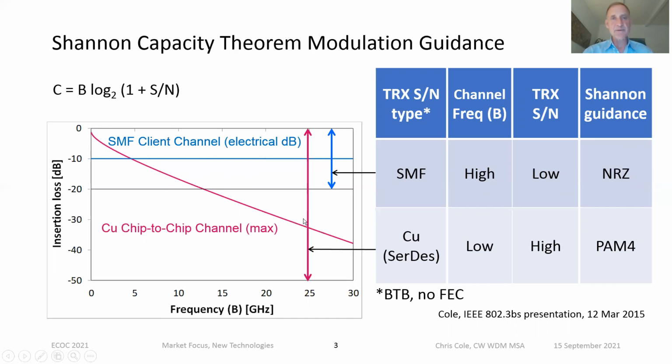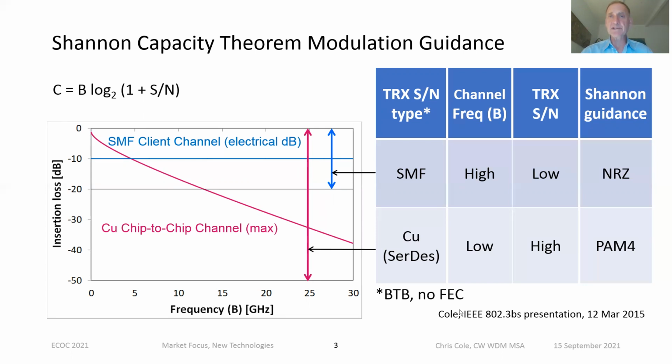In contrast, the copper channel, which is what connects an ASIC to the optics, has dramatic roll-off. Here it's linear on a y-axis log scale. If it was on a linear scale, it'd be falling off exponentially. We're also showing the signal-to-noise ratio of a single-mode transceiver, shown here in blue as well. We can see it's quite modest. And the copper SerDes, which is on ASICs or PHYs, has a fairly substantial signal-to-noise ratio. Both of these are back-to-back, no-FEC typical numbers.